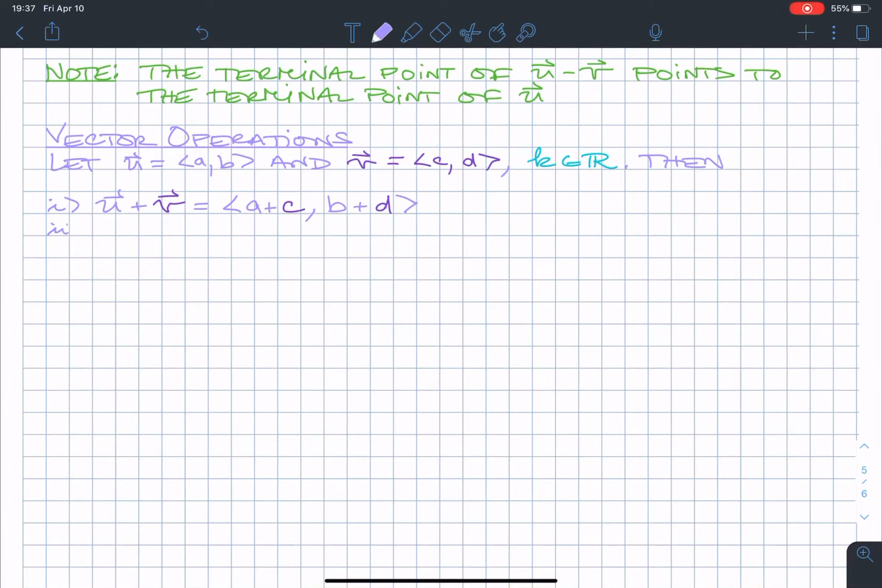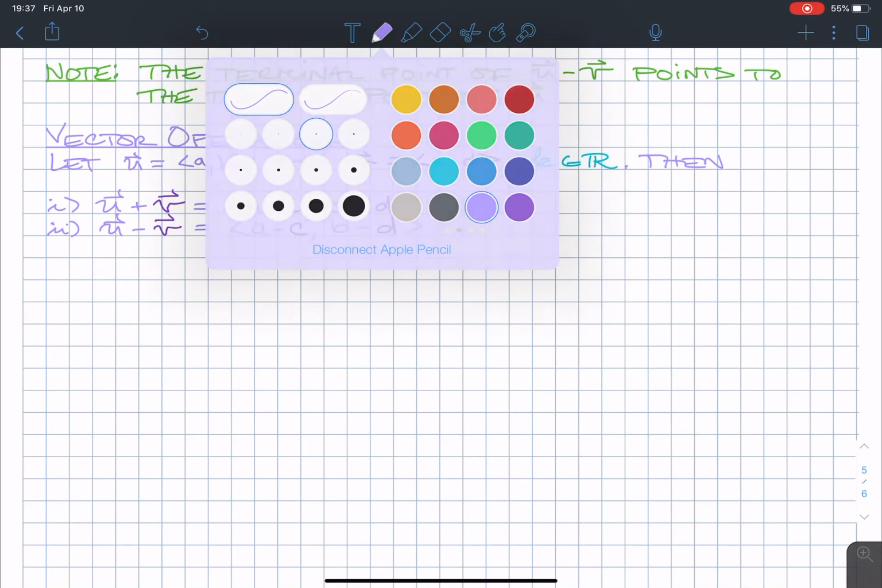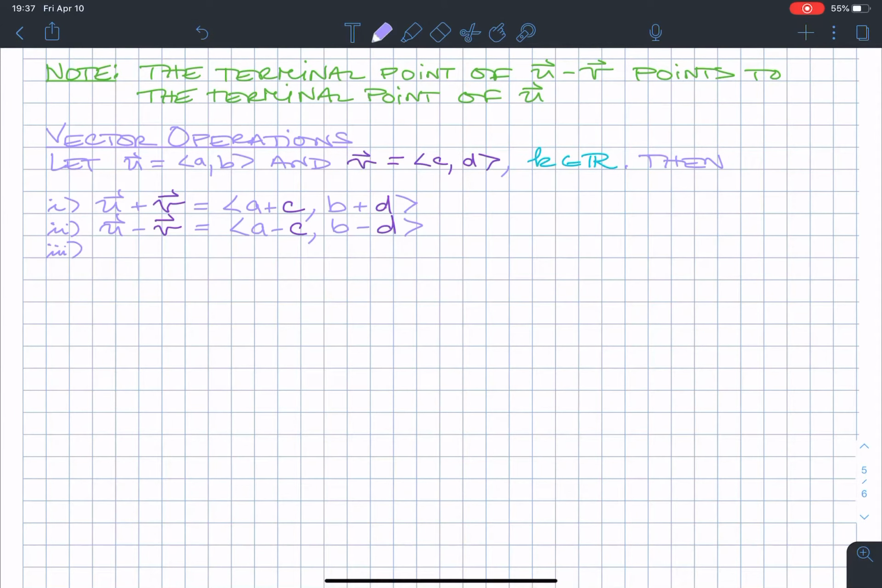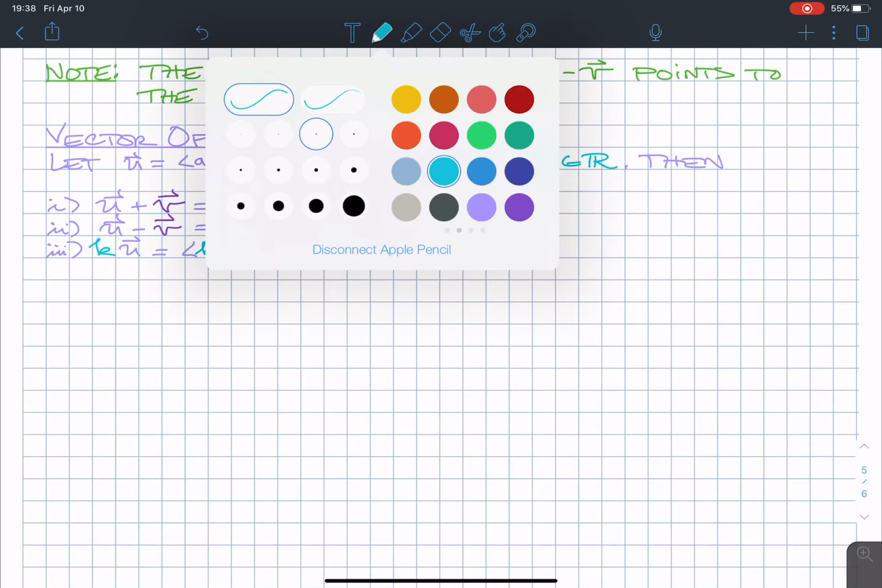Okay, so number 2, u minus v. Of course, I can also do component-wise subtraction. So that's going to be a minus c, comma b minus d. And last but not least, the third operation is scalar multiplication. So if I have any constant k times the vector u, I can push that constant inside the vector. So this will be k times the first component, a, comma k times the second component, b.